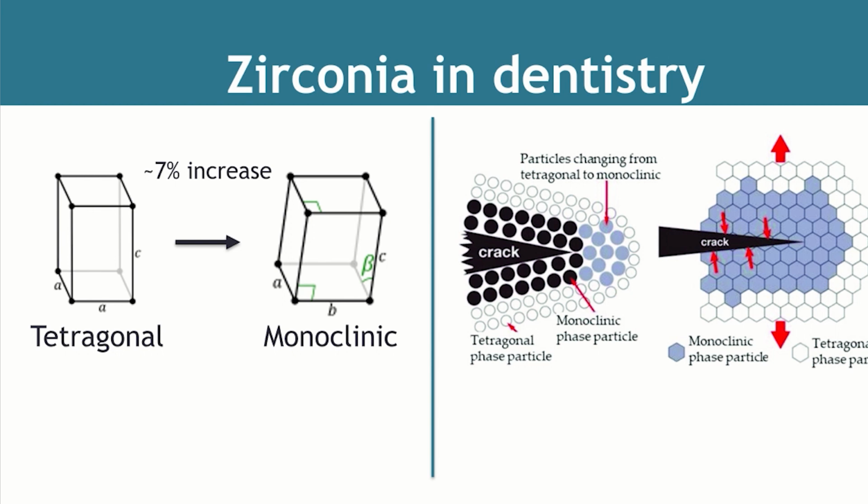zirconia. On the right-hand side, we have a description of a crack propagating through a zirconia material. Around the crack, there is a phase transformation where the tetragonal phase goes to the monoclinic phase. The volume expansion can then stop and arrest the crack, and in theory, this improves the material's mechanical properties significantly.